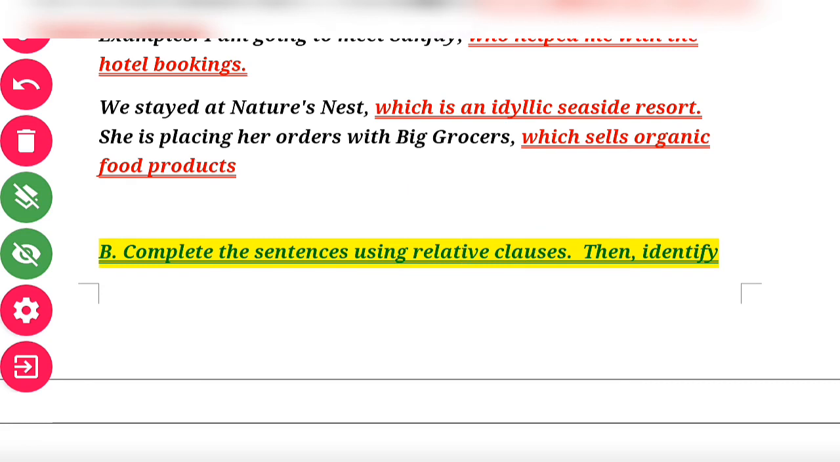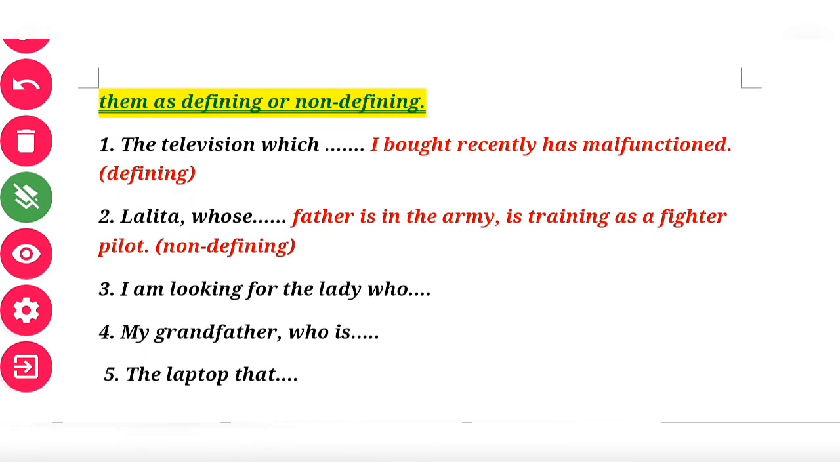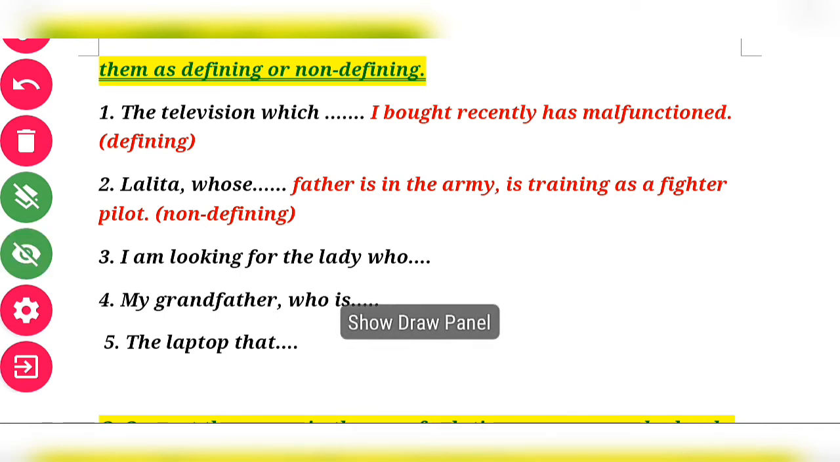Okay. Now let us see the next exercise. Complete the sentences using relative clauses, then identify them as defining or non-defining. So that is what you have to find out here. The television which I bought recently has malfunctions. Now see, it is a defining clause.